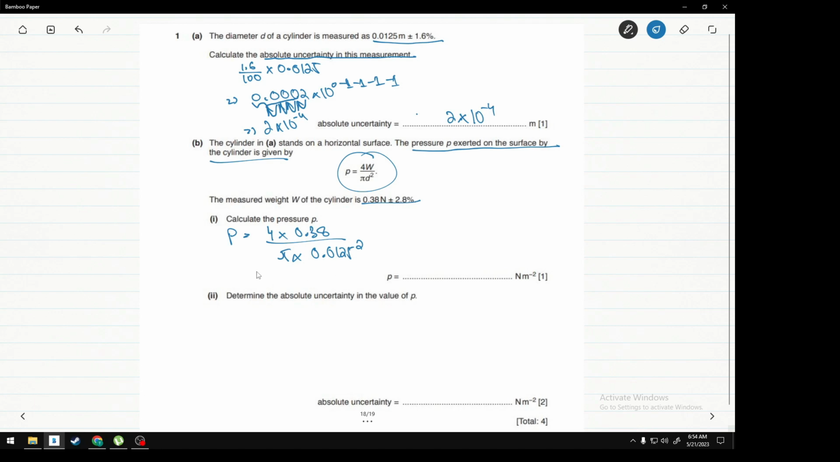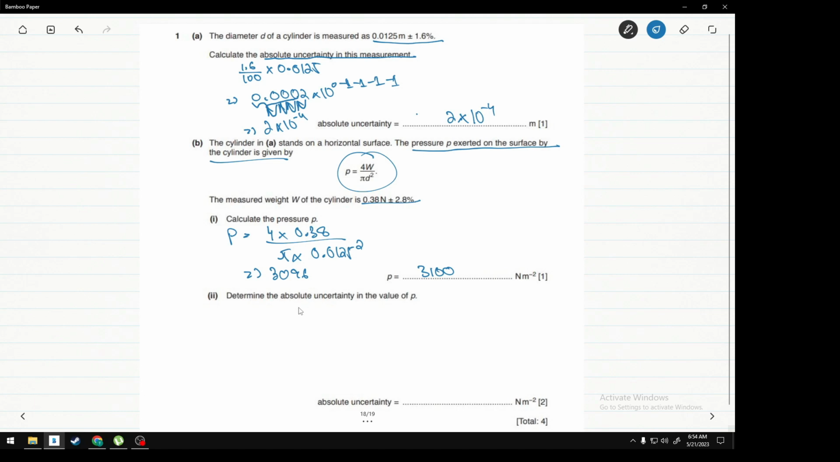So the pressure becomes 3096 and some decimal places. I'm just writing four places. Now, in the question, they have only given us all the values in 2 significant figures. So it's better to write this in 2 significant figures after rounding off, right?